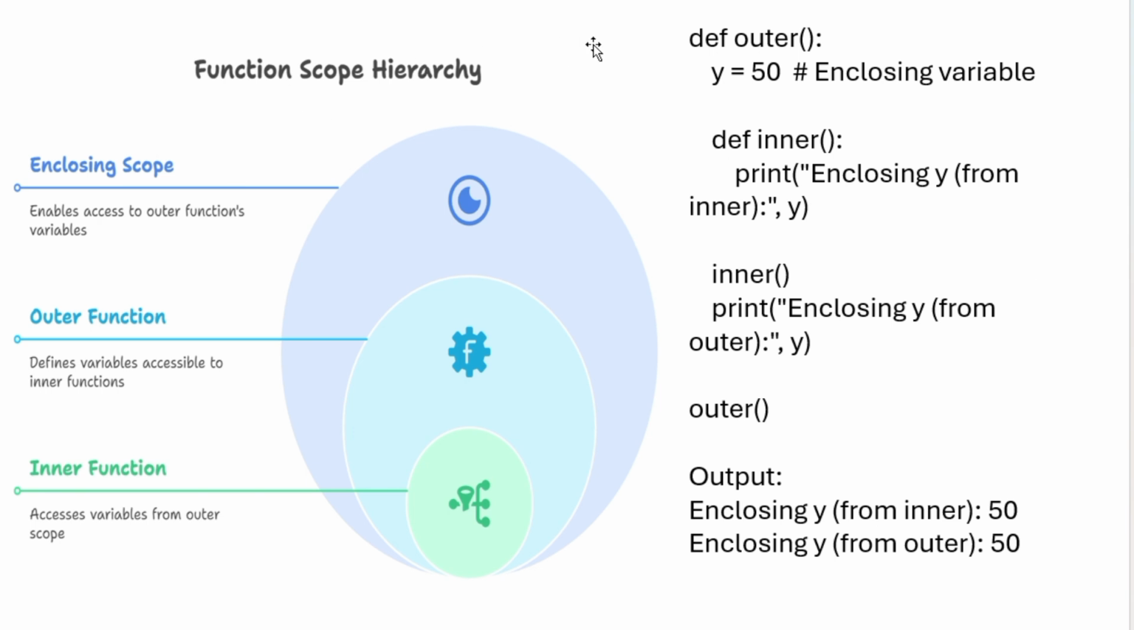Enclosing scope is usually where the variable which is defined in the outer function is accessible in the inner function. The scope of that variable is called enclosing scope, and we can only access the variable which is defined in the outer function in the inner function, and we cannot access that variable outside of that function. Here, for example, I took y equal to 50 and it is an enclosing variable, whose scope is enclosing scope, and I defined an inner function. Here it is a nested function, and I'm accessing the enclosing scope variable in the inner function. So this type of scope is known as the enclosing scope. We define variables accessible to the inner functions, which access variables from the outer scope.